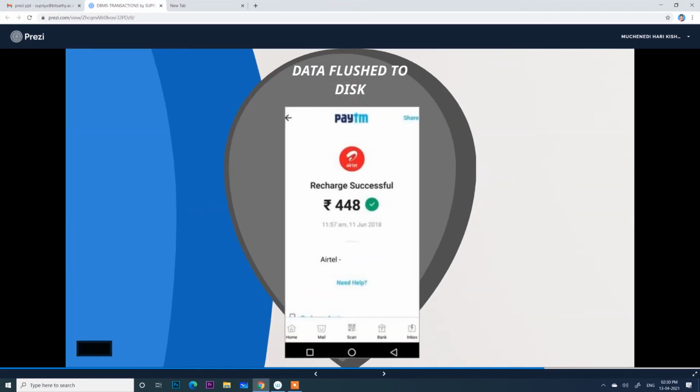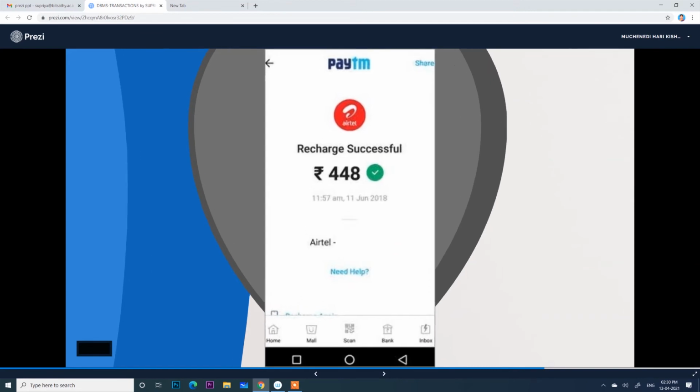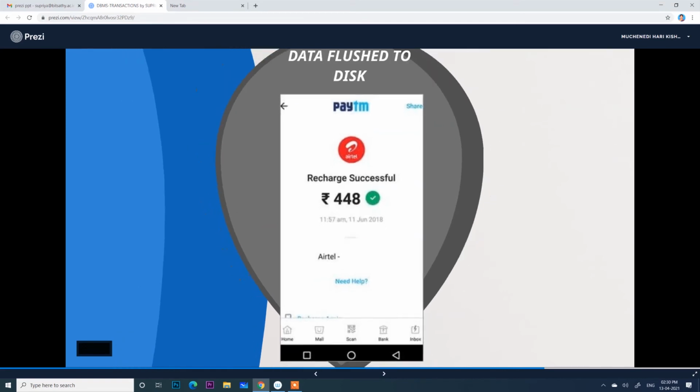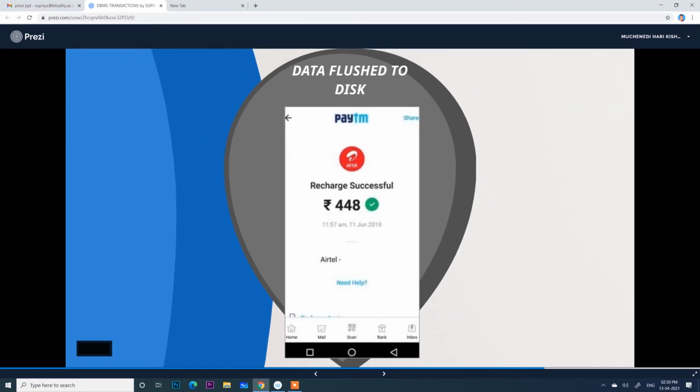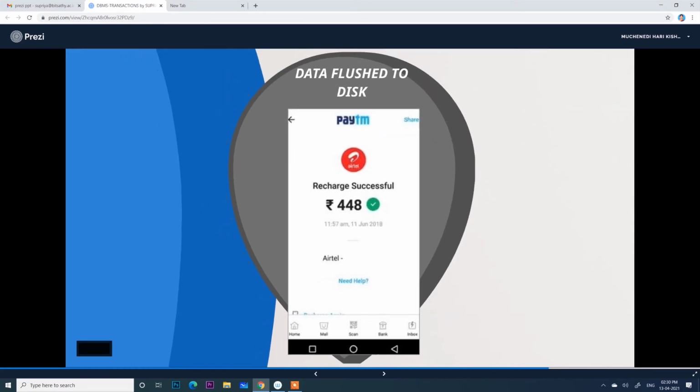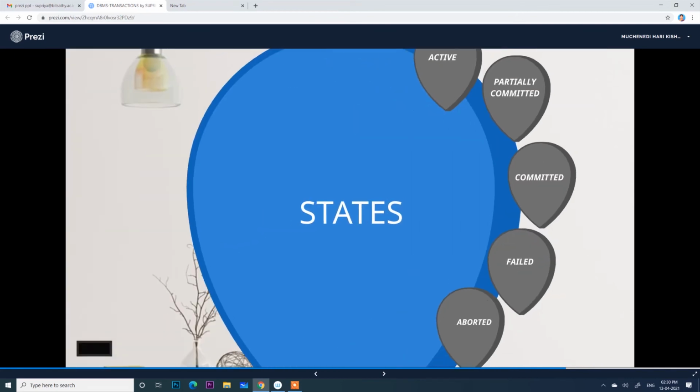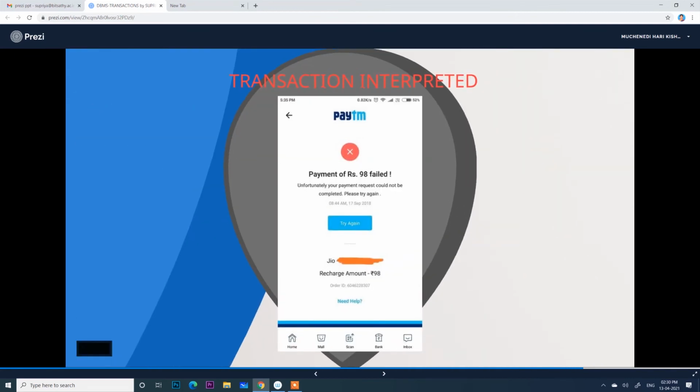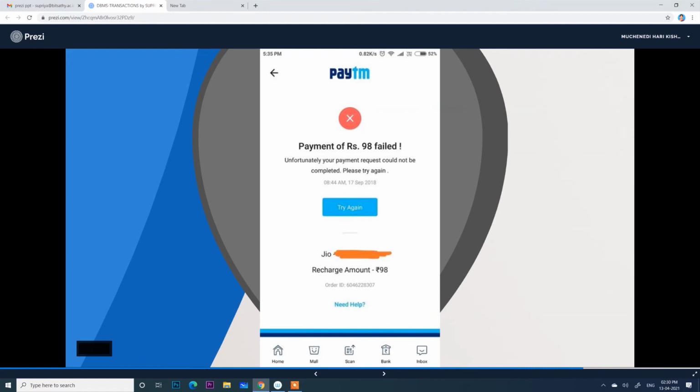The next is, the amount that you have paid is credited to the agent's account, and it tells you your recharge is successful. This state we call committed. That is, the data got flushed into the disk permanently. This is the committed state.